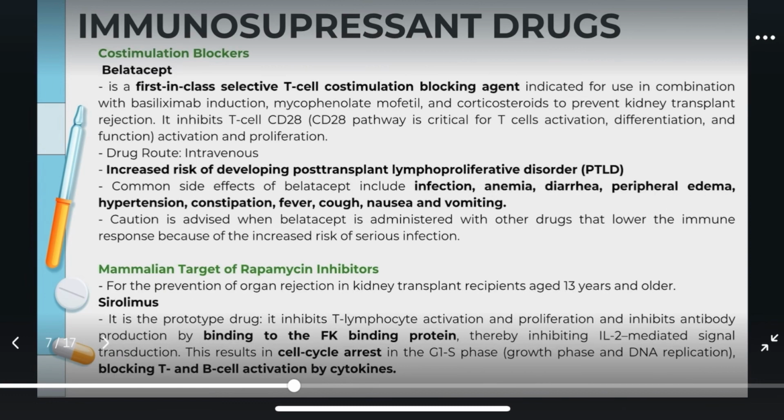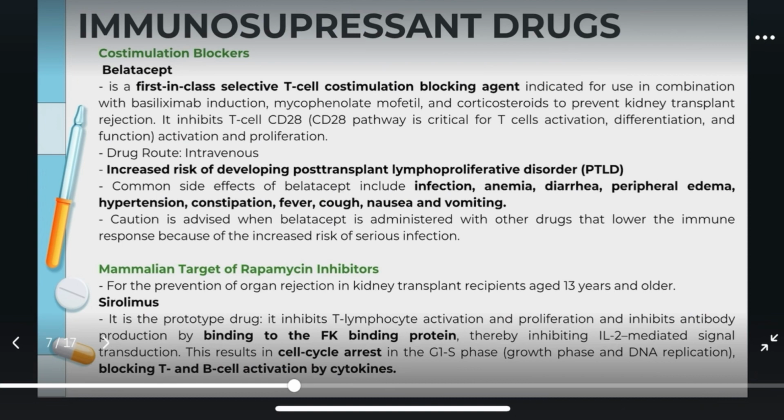So, let's now talk about co-stimulation blockers. Belatacept is a first-in-class selective T-cell co-stimulation blocking agent indicated for use in combination with basiliximab induction, mycophenolate mofetil, and corticosteroids to prevent kidney transplant rejection. It inhibits T cell CD28. The CD28 pathway is critical for T cell activation, differentiation, and function. The drug route is intravenous.